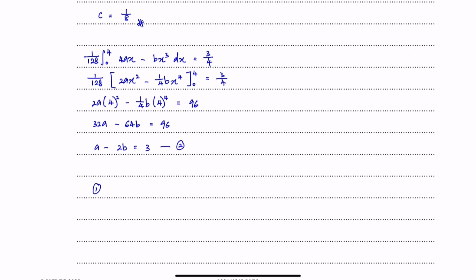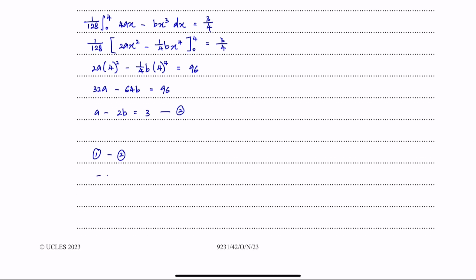So now we take the first equation minus the second equation. We would have negative 2b equals negative 2. So b equals 1. And now we find the value of a. So a equals 3 plus 2b, which is 2 times 1, plus 3, so a would be 5.